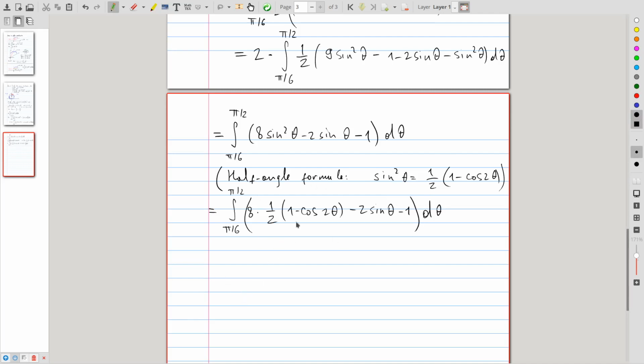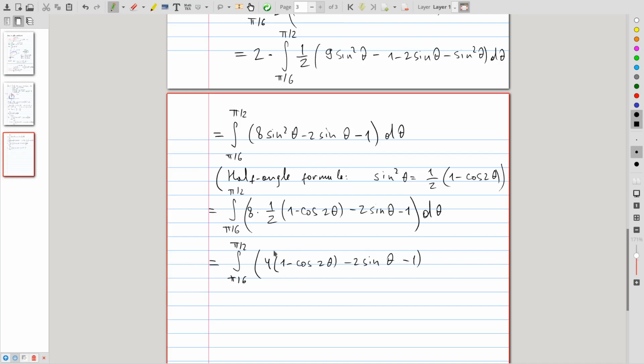And great, so now it's just a matter of distributing the product and then integrating term by term. So here we'll get 4. When multiplying 8 with 1/2, we will get 4 times 1 minus cosine of 2 theta, minus 2 sine theta, minus 1.